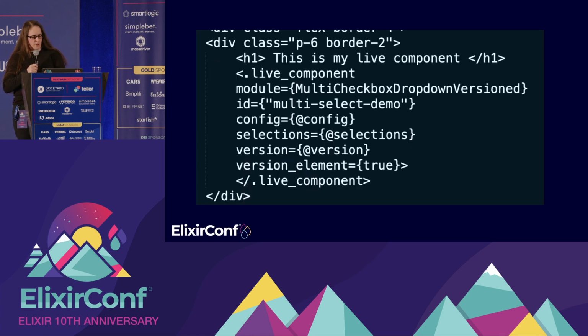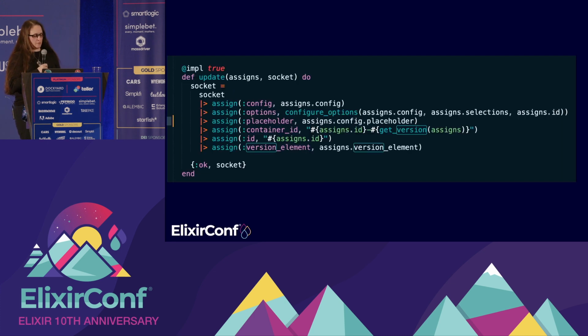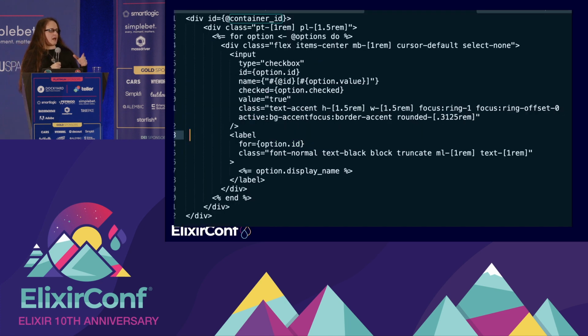Here you can see I passed the version into the component. And here in the mount of the component, or the update of the component, you'll see that I'm setting that container ID to contain that version. By including that version ID in my template markup, which is here, when that changes, the page says, I have to re-render this.